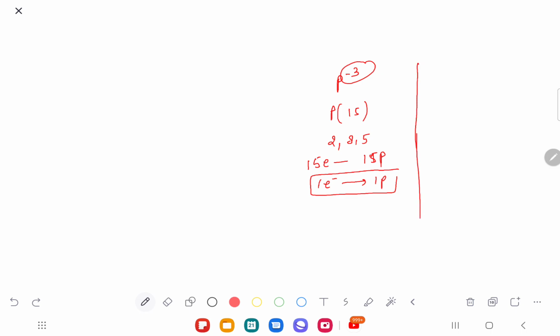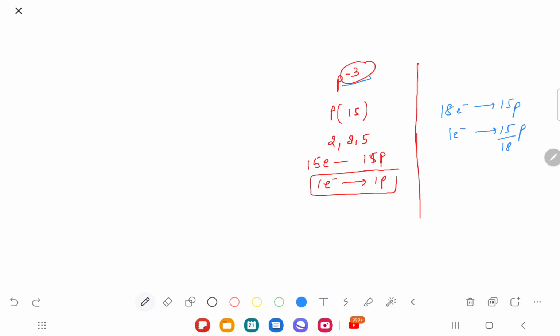atomic number 15. So initially we had 15 electrons being attracted by 15 protons. So for every one electron we had one proton, but after it gained 3 electrons, they are becoming 18 electrons, but they are being attracted by, exactly, 15 protons. So it would become 15 over 18 protons. How much is that? It is way less, because now the nucleus has to attract 3 extra electrons.